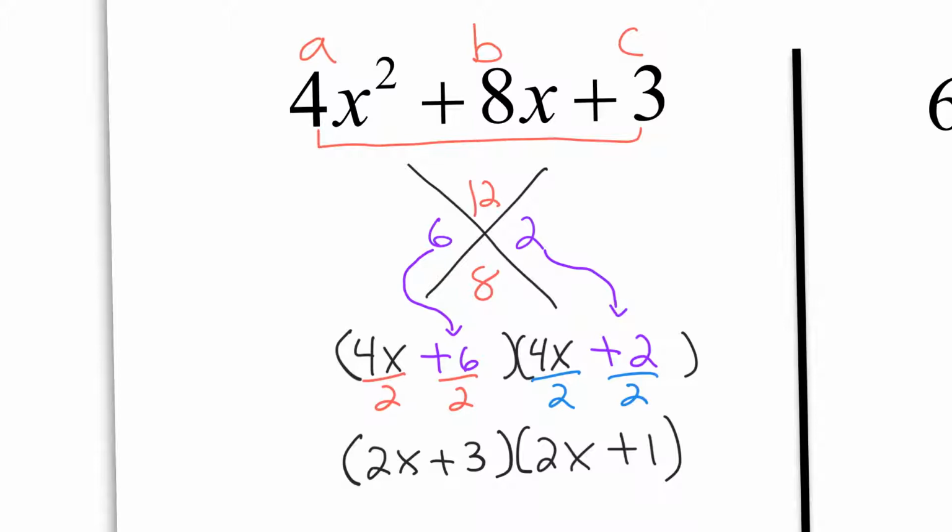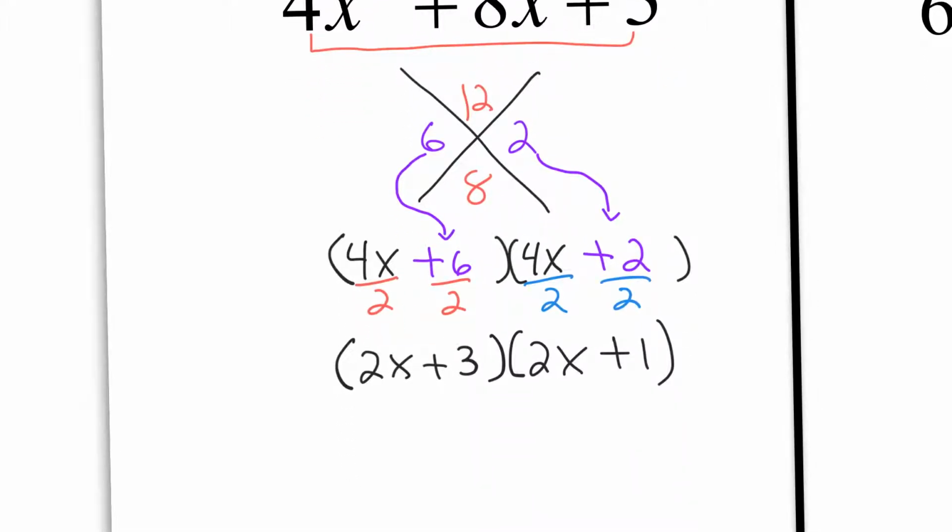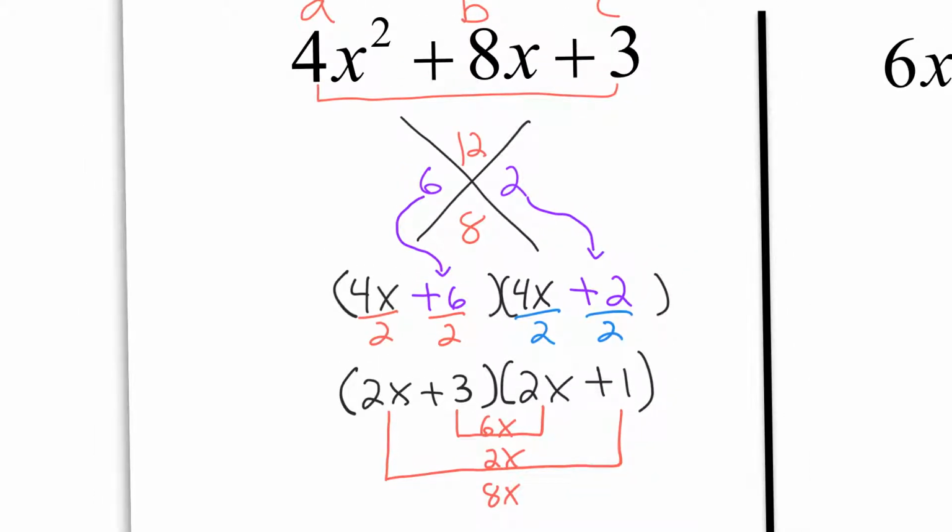How do you know? Well, you guys can check. If you multiply 2x times 2x, that is 4x squared. If you multiply the 3 and the 1, 3 times 1, that's going to be 3. And if you guys want to check the one in the middle, you guys can do this right here. You multiply the 3 and the 2x, that's going to be 6x. You multiply the 2x and the 1, that's going to be 2x. And if you combine 6x plus 2x, that's going to be 8x. So that's the middle term that we have in the trinomial.